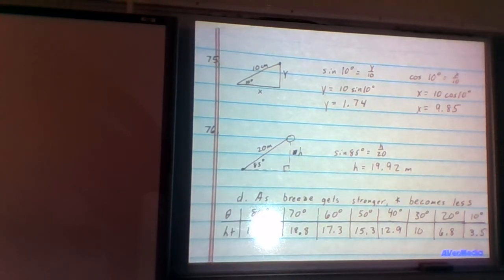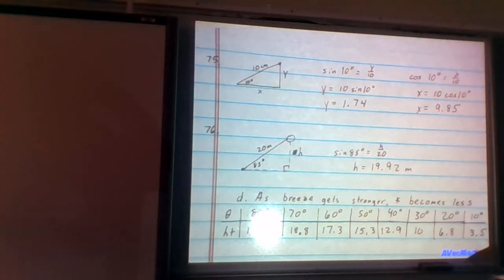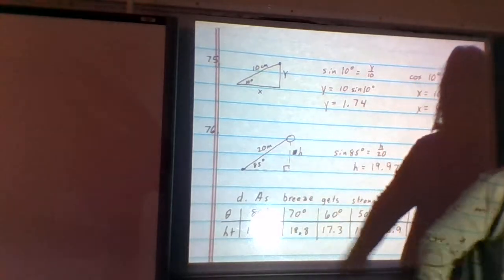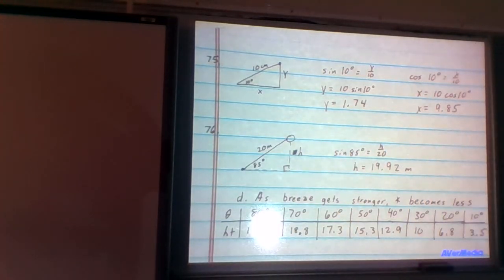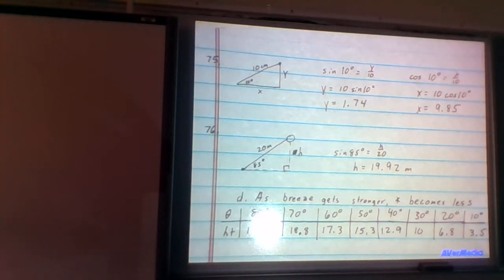Okay, 76. All right, here's my balloon. And the wind is blowing it. Notice that's definitely not an 85-degree angle, but I exaggerated how much the wind was blowing. And then we did a whole lot of angles and saw the more the wind blows, as the angle decreases, so does this side here.